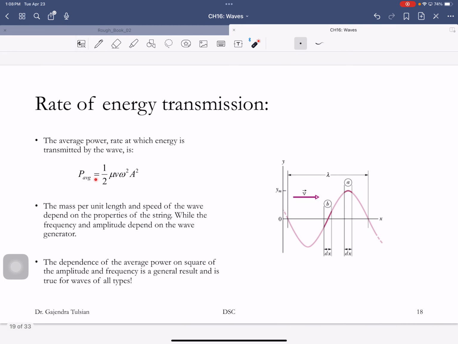So the average power: on a string, if you're standing there, the amount of energy passing you per second is 1/2 mu v omega squared amplitude squared. Mu is the mass per unit length of the string, v is the velocity of the wave, and omega is the angular frequency. So the power depends on the frequency and the amplitude. And that's what I was saying: when you raise your voice, you increase the amplitude, and you increase the power being transmitted.